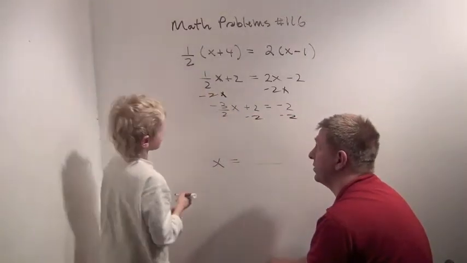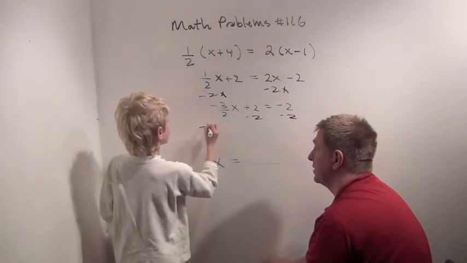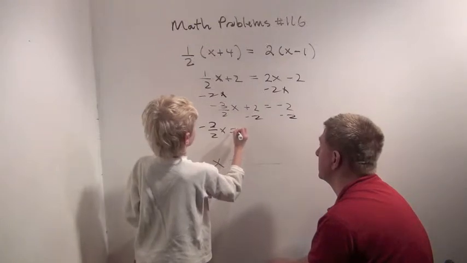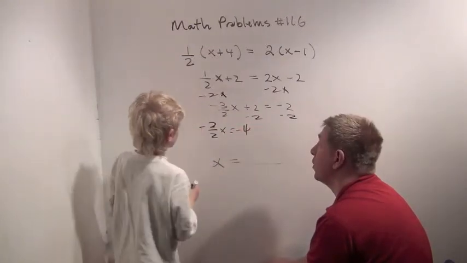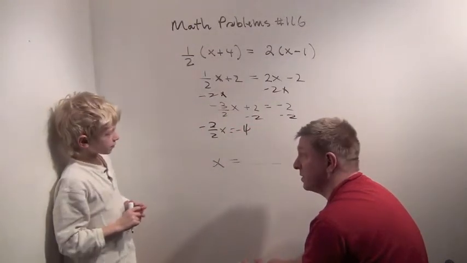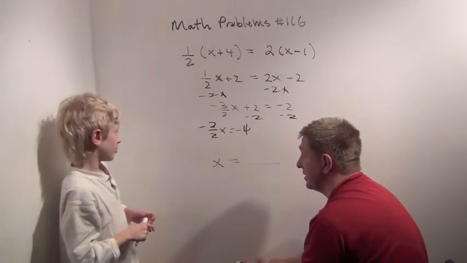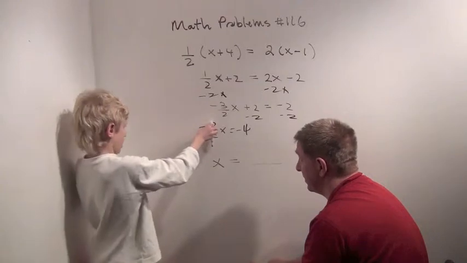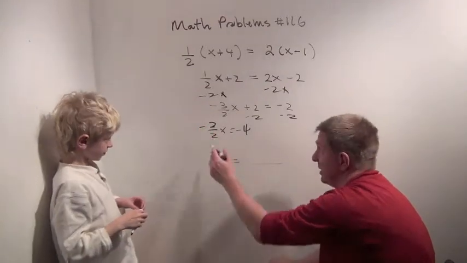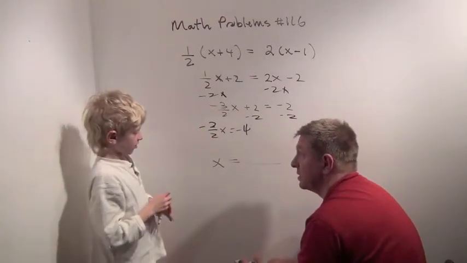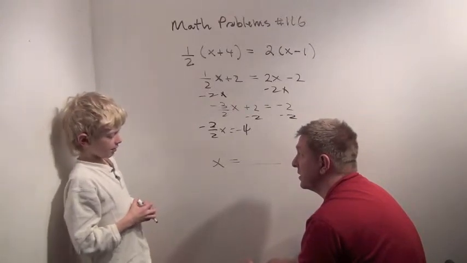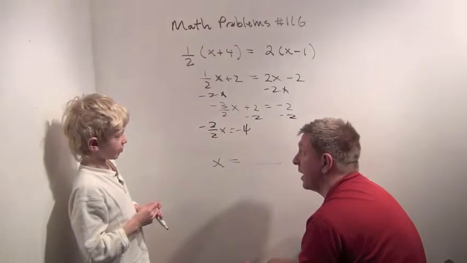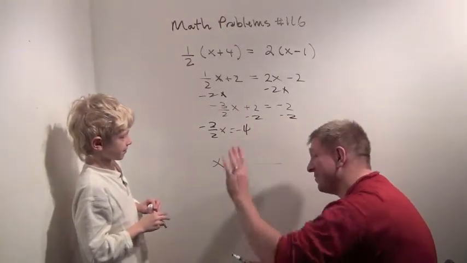Okay, and what do we end up with? We end up with minus 3/2 x equals minus 4. Interesting. But what are we going to do with this? We have to get rid of the 3/2. Well, remember it's a minus 3/2 actually. So maybe we could multiply by minus 2/3, its reciprocal. Hey, high five.